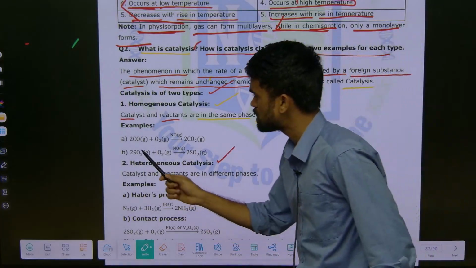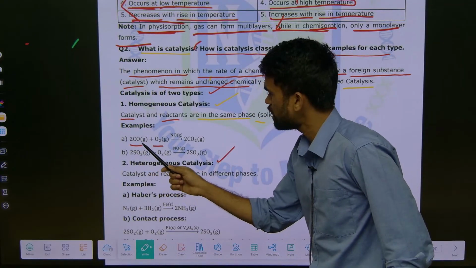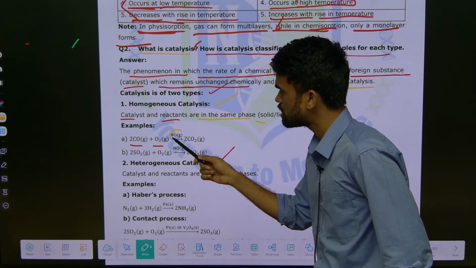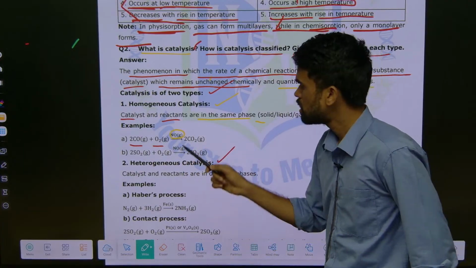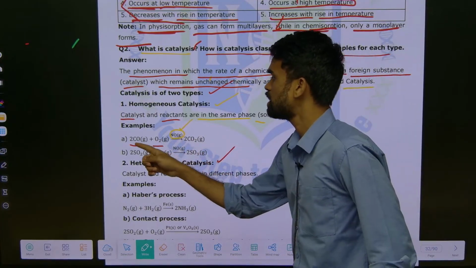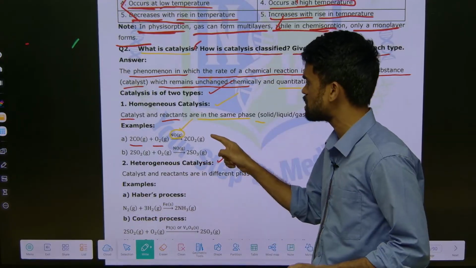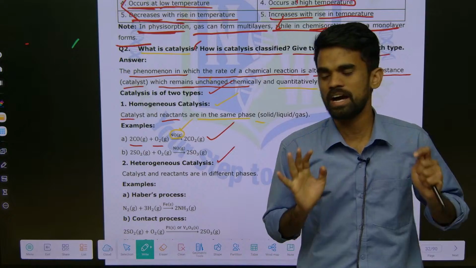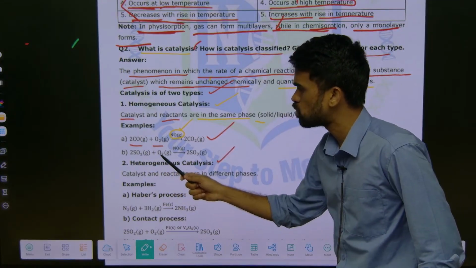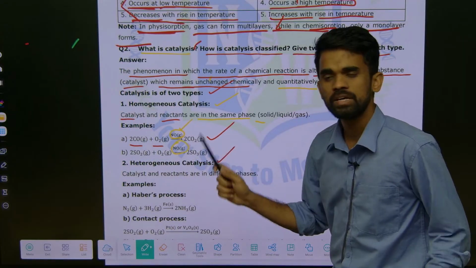For example, you can see carbon monoxide plus oxygen gas are undergoing reaction. These are called reactants. The catalyst used here is NO, nitric oxide, which is also a gaseous substance. The catalyst and the reactants all have the same physical state, so you can call this process a homogeneous catalysis reaction. In the same way, here you can see 2SO2 plus O2, these two are gases only, and our catalyst NO here is also a gas only.